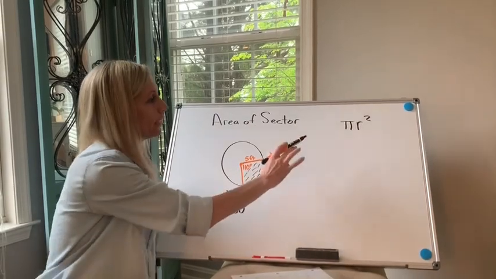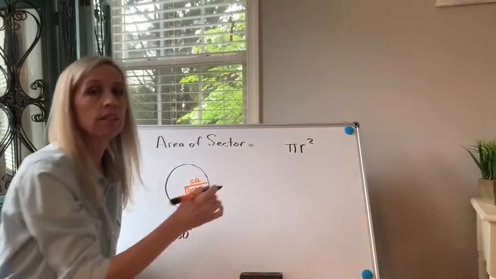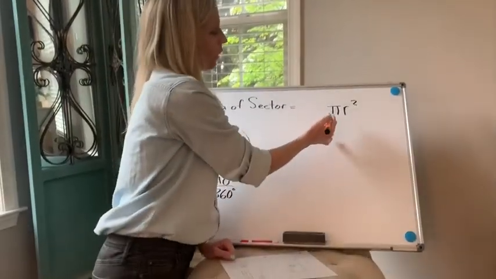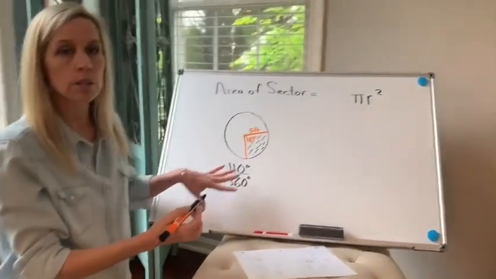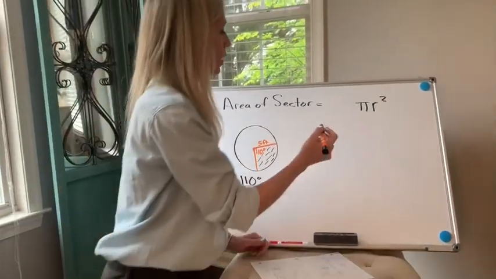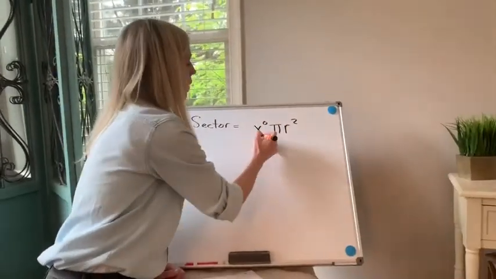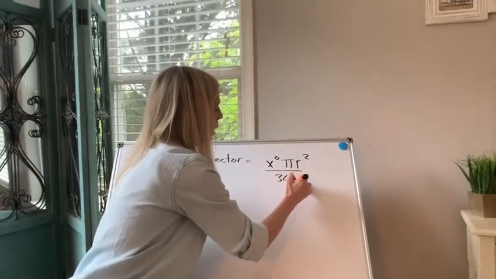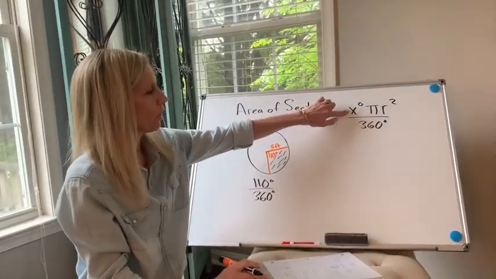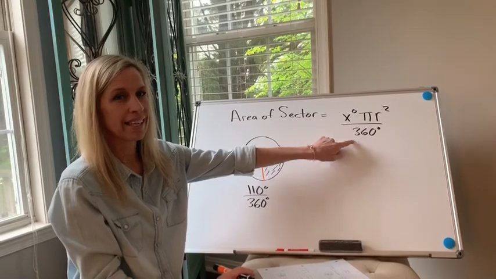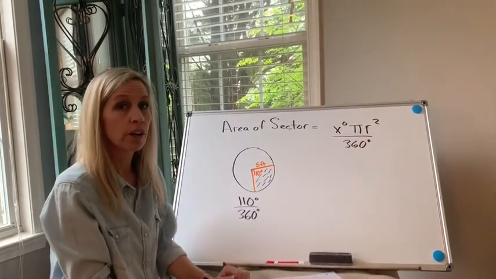Okay, so what you want to write down in your notes for sure is the formula for the area of a sector. We're going to take this pi r squared and multiply it by this portion. I'm going to call the central angle x degrees, and then I'm going to be dividing it by 360 degrees. So if I take my central angle and divide it by 360, that gives me the portion, and then I'm going to multiply it by the total area of the circle.